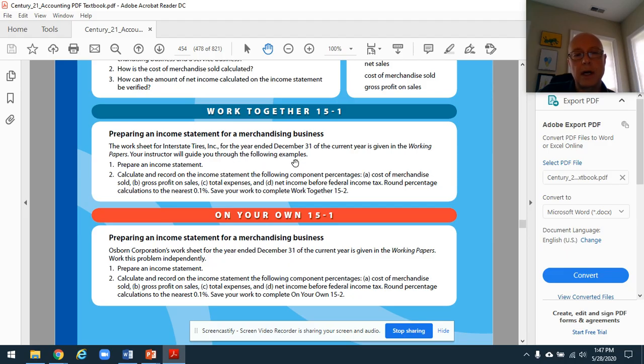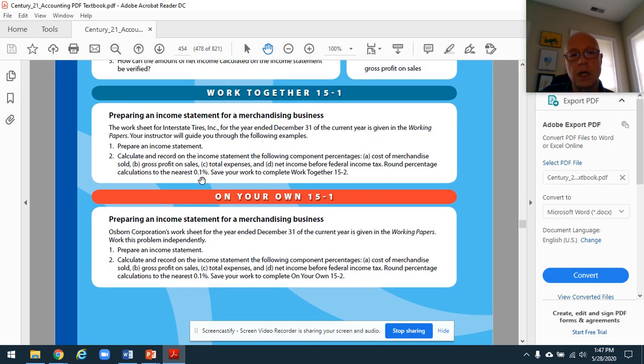So we're going to prepare an income statement for Interstate Tires. We're going to record the net sales, the cost of merchandise sold, gross profit, total expenses, and net income before federal income tax. And we're going to round our percentages. Remember, when you're doing the component percent, use one decimal point to the right of the decimal. Not 2, not 0. It has to be 1, exactly 1, or else it's wrong. That's the convention for this.